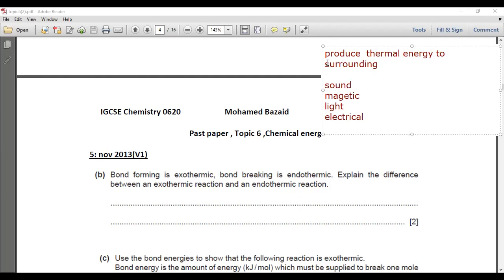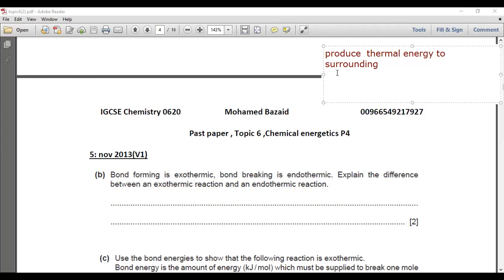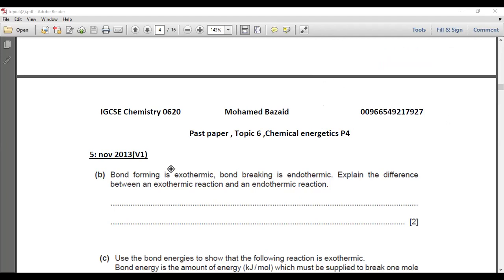Because if your answer is a reaction which produces energy, anyone can ask you, which kind of energy do you mean? Sound, magnetic, light, electrical? No, I mean thermal energy. So what is the summary of what I need to say? You have to write thermal energy. Sometimes the examiner will cancel 1 mark from you because you didn't mention the word thermal. You have to be accurate in your answer.